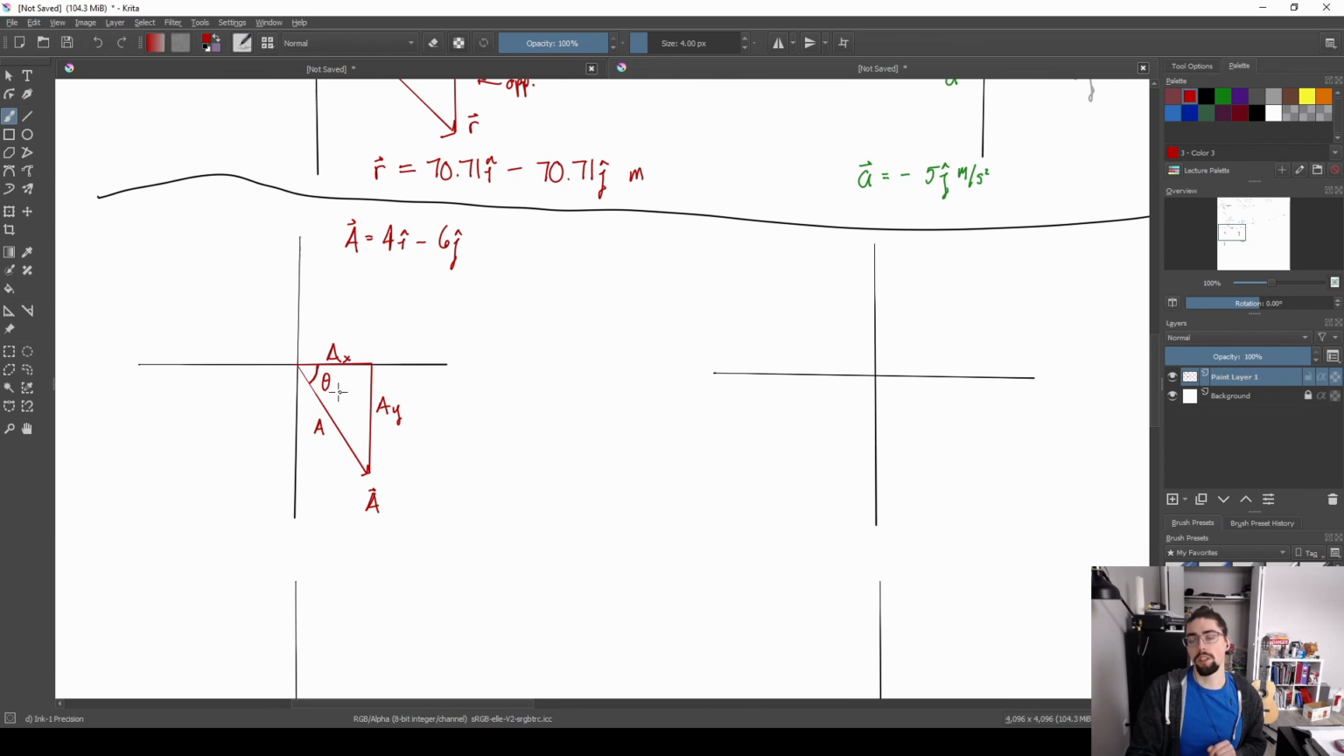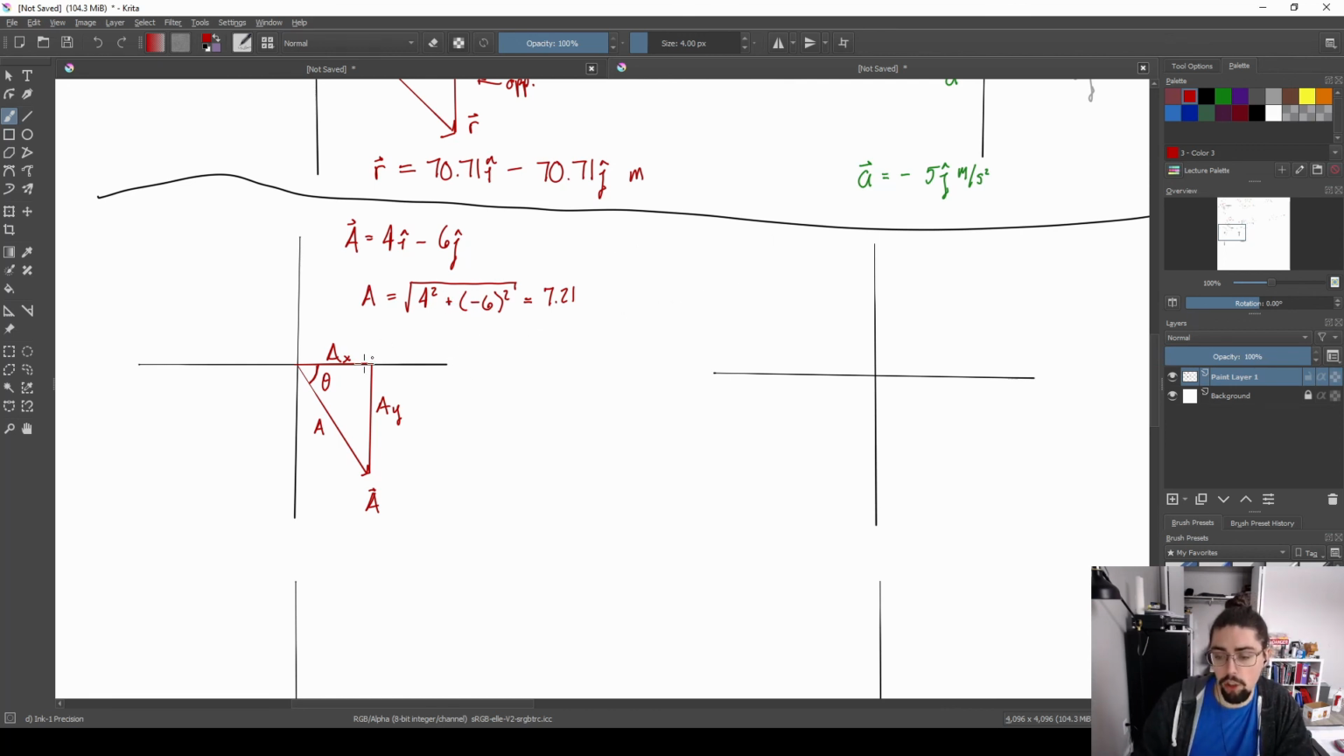So we want to now find direction and magnitude. I'm going to start with magnitude because it's probably the easier of the two. The magnitude of A, using Pythagorean theorem, is just going to be the square root of the x component squared plus the y component squared. Take the square root of that and we end up with an answer of 7.21. And that's it for that one. So we have a magnitude now.